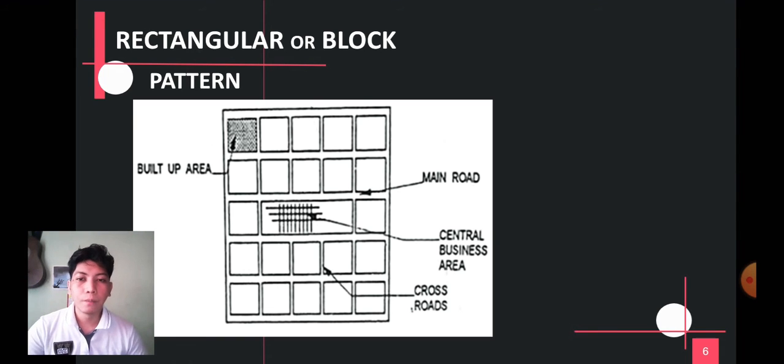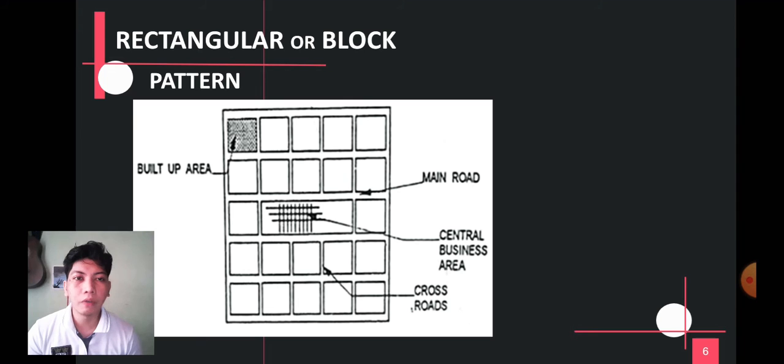And usually the main road is wide, which passes through the center of the area, and other roads connecting it are narrow. This pattern is sufficiently easier to construct and maintain. And this type of pattern has a good aesthetic view, and the road geometry is easier to understand because of its pattern.